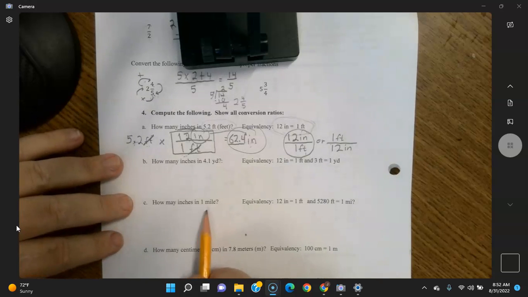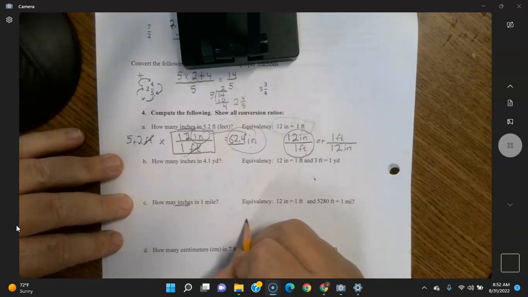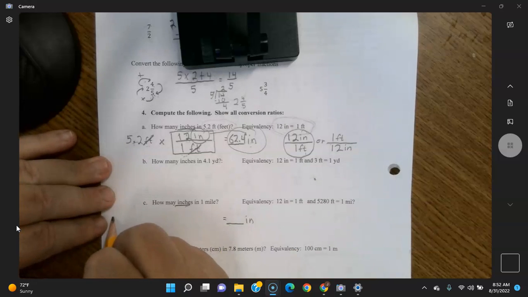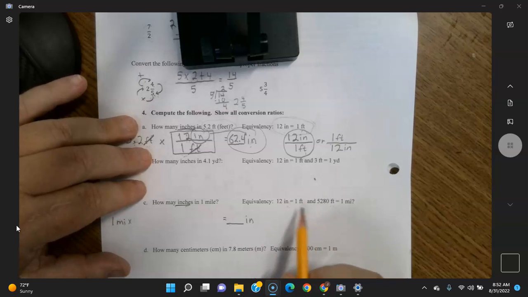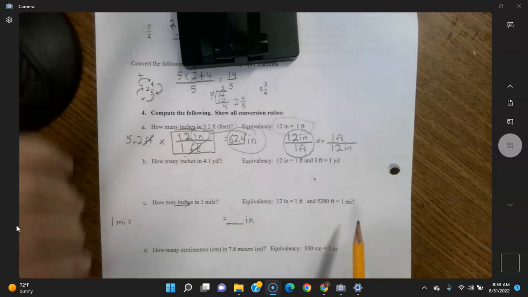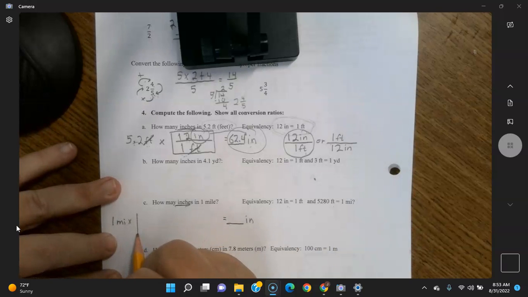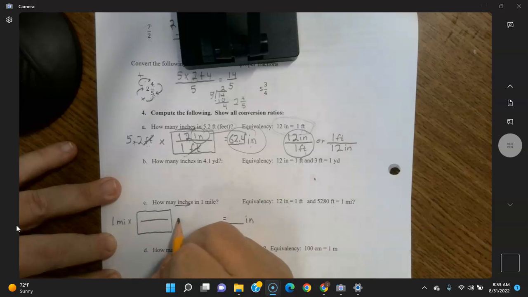How many inches in 1 mile? Again, it's asking us for inches, so I'm going to come way over here. Inches. That's where my answer is going to go. 1 mile. So I'm going to start way over here with 1 mile. Now, we have two equivalencies, and neither one of them relates miles to inches. You don't see one. This one's inches to feet, and this one's feet to miles. So we're going to need both of those to get to our final answer. So we're going to need two conversions. So I'm going to draw two boxes. One of the conversion factors is going to go there. One of the conversion factors is going to go there.